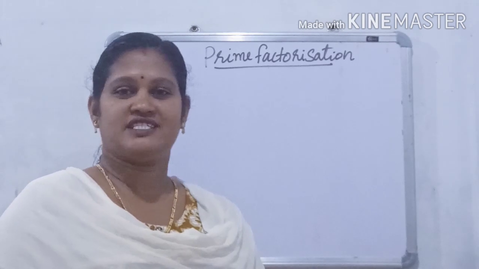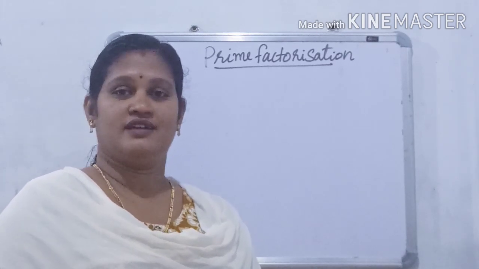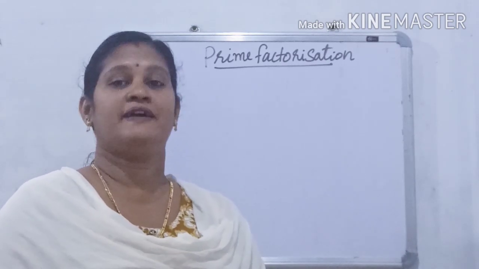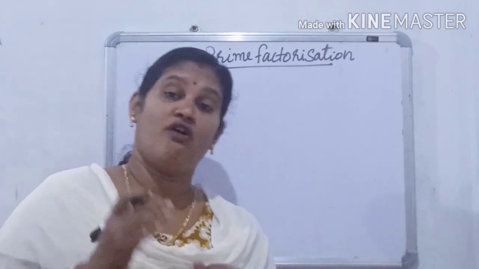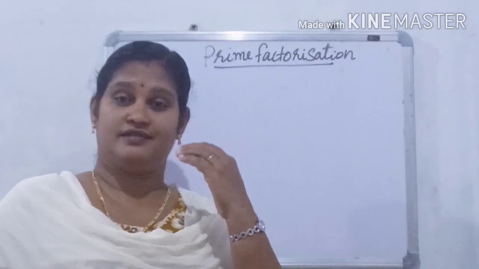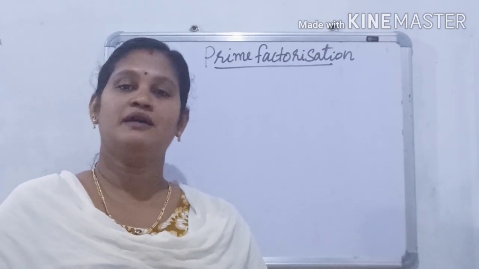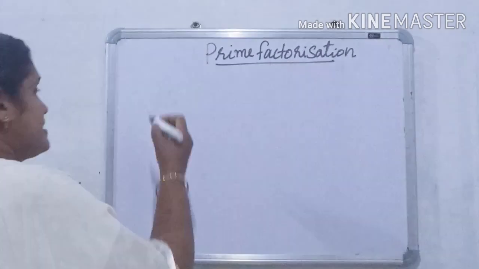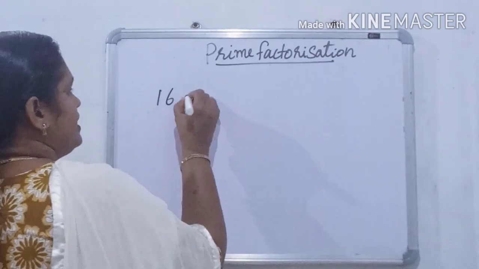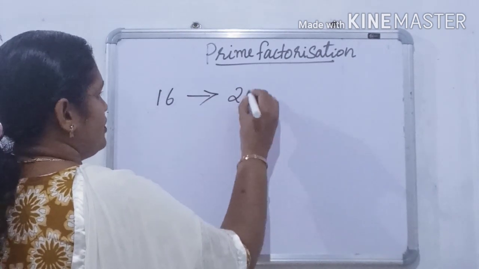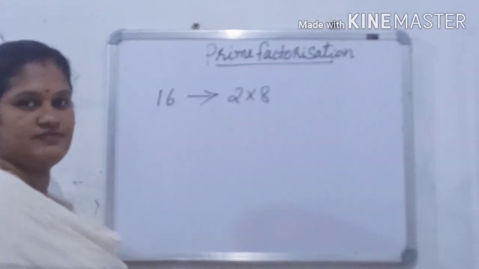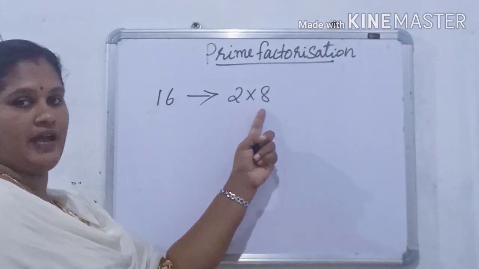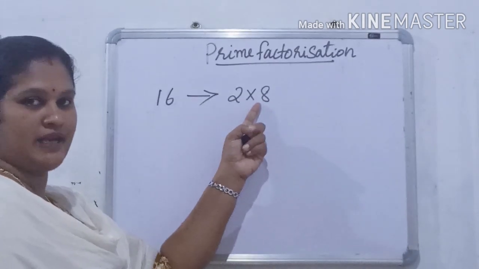What is factorization? We already studied that. Writing a number as the product of its factors is called factorization. If all the factors are prime numbers, then it is called prime factorization. Consider one example, 16. We can write 16 equals 2 into 8. This is the factorization of 16, but this is not a prime factorization. Here 8 is a composite number.